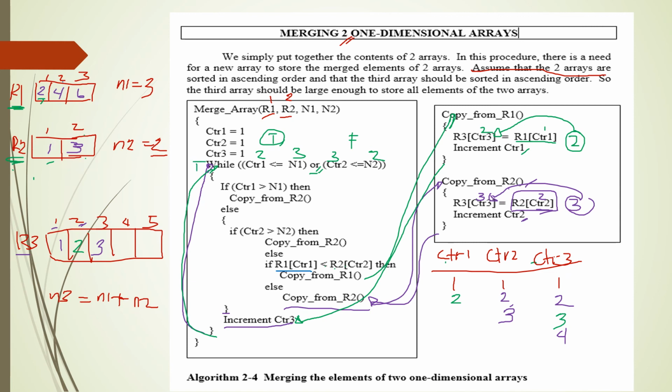Okay? If counter 1. So, what's the value of counter 1? 2. N1 is 3. Is it greater than? False. So, else. If counter 2 is 3. N2, what is N2? 2. Is it greater than? True. Very good. So, if it is true, then we will copy from R1. Okay? So, we will copy from R1. Kasi, wala nang halaman yung R2. Okay? So, copy from R1.